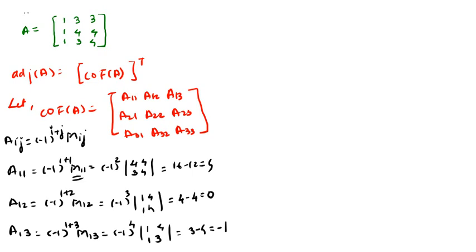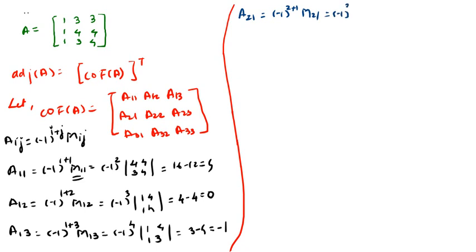Now we will try and find the next element. The next element is A21, which is -1 raised to 2 plus 1 into M21. This will be -1 raised to 3, and this determinant will be the minor of the element A21.